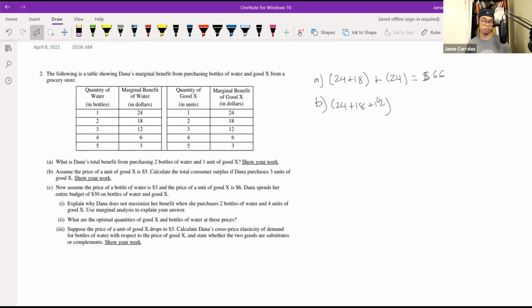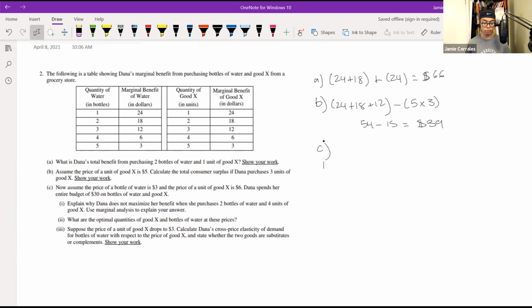So to calculate consumer surplus, I'm going to take the total benefits, which is 24 plus 18 plus 12, minus the total cost or the price paid, which is 5 times 3. You're going to get 24 plus 18, which is 42, plus 12 is 54. So 54 minus 15, then you get $39. Cool. That's how you do it.